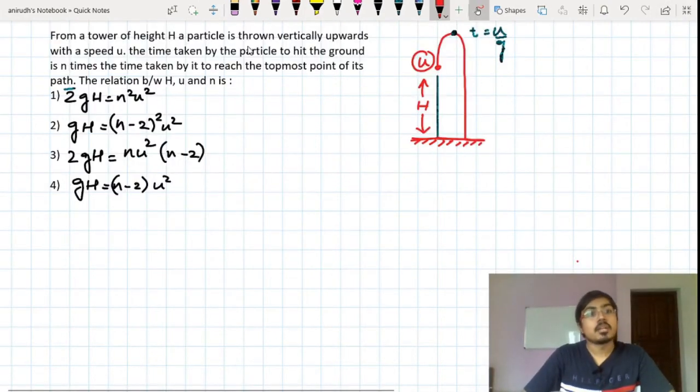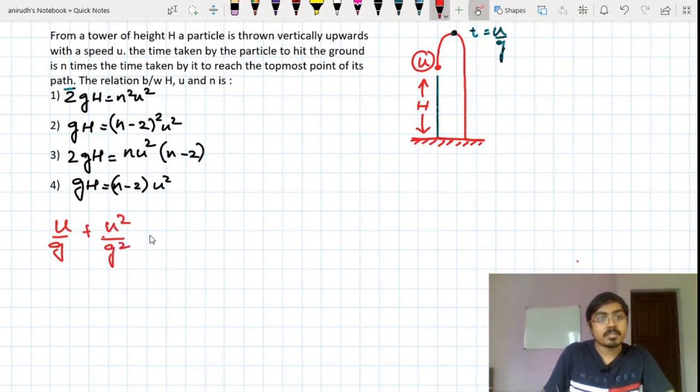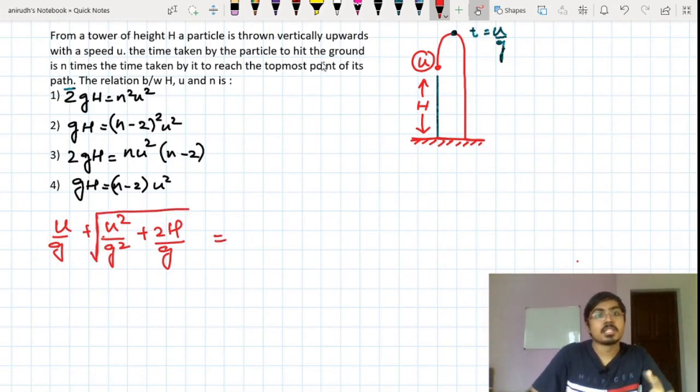Let us see this question now. From a tower of height h, a particle is thrown vertically upwards with the speed u. The time taken by the particle to hit the ground is your time of flight. So that is u by g plus root of u square divided by g square plus 2h divided by g. This is under the root, isn't it? Under the root, and yes, this is equal to how much?